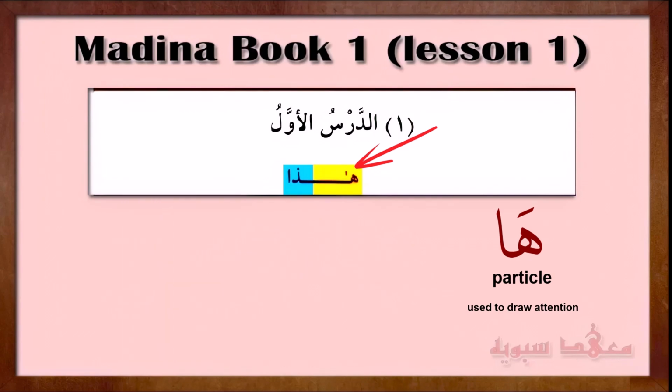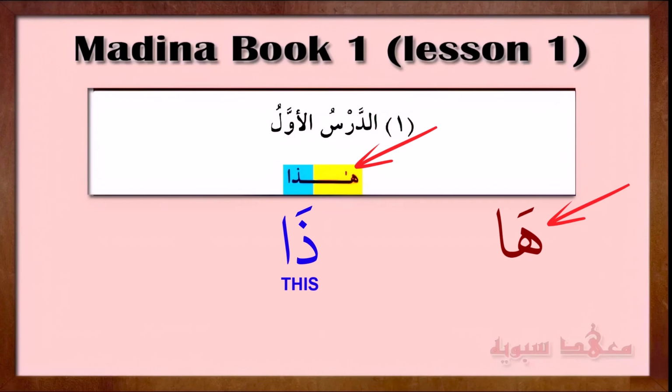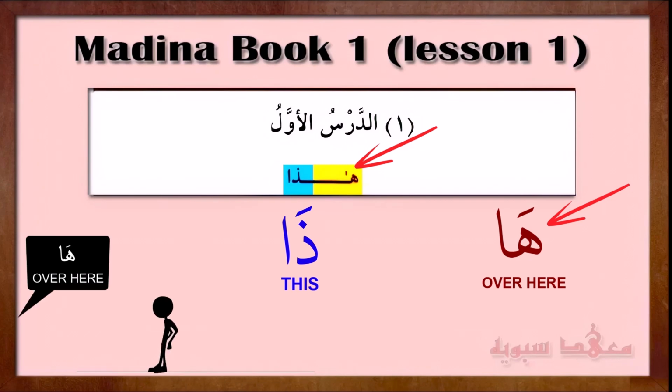Then we come to dha. So dha, this is an ism ishara. It's the masculine singular demonstrative pronoun. Now, that can also be used for other meanings. But here specifically we're talking about when it's used as a demonstrative pronoun. So that would mean this. While here, a good translation of this would be over here. So you're drawing somebody's attention as you are speaking. Over here.